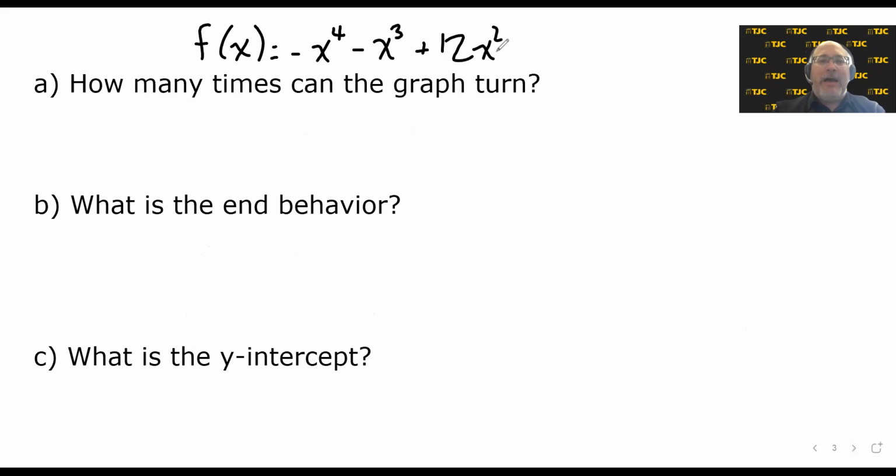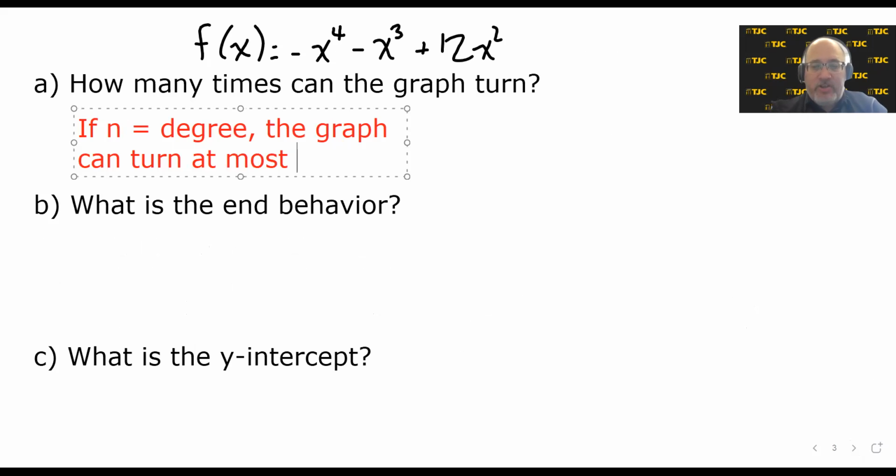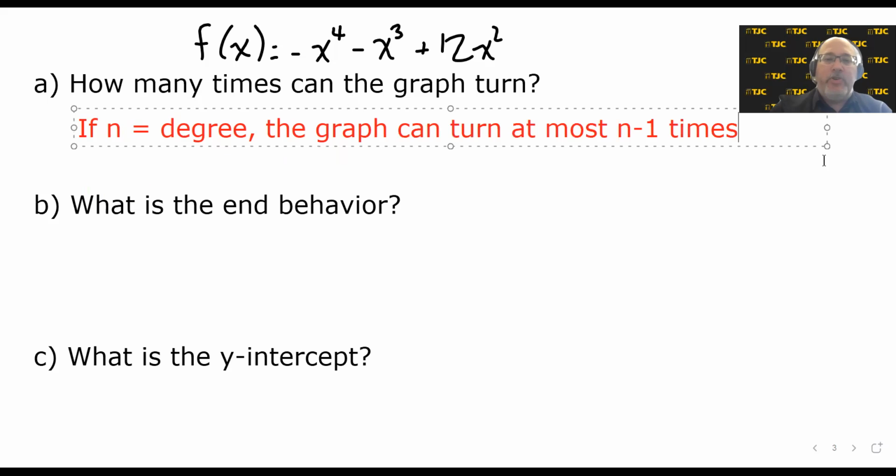All right, so let's start with how many times can the graph turn? Now, we haven't seen this lately because we talked about it briefly in the first video, and we really didn't do much with it later because we weren't graphing anything, but it's time to do something with it. Just a reminder that if n equals the degree, the graph can turn at most n minus 1 times. Let's widen this text box.